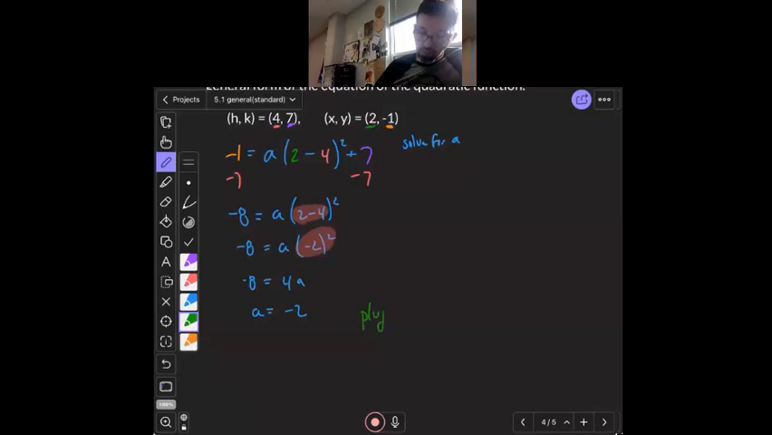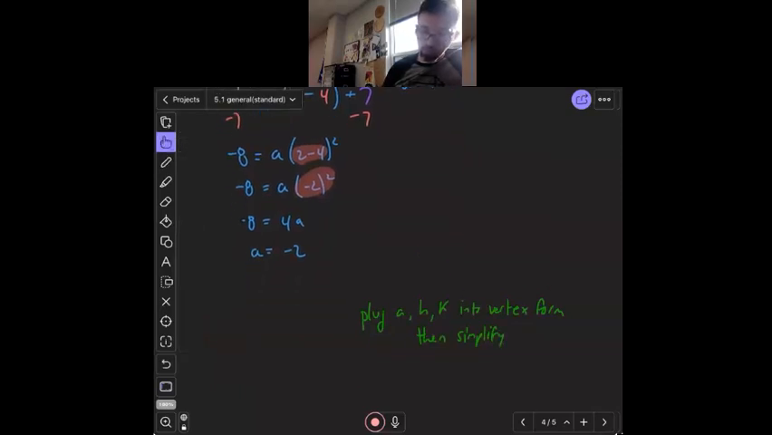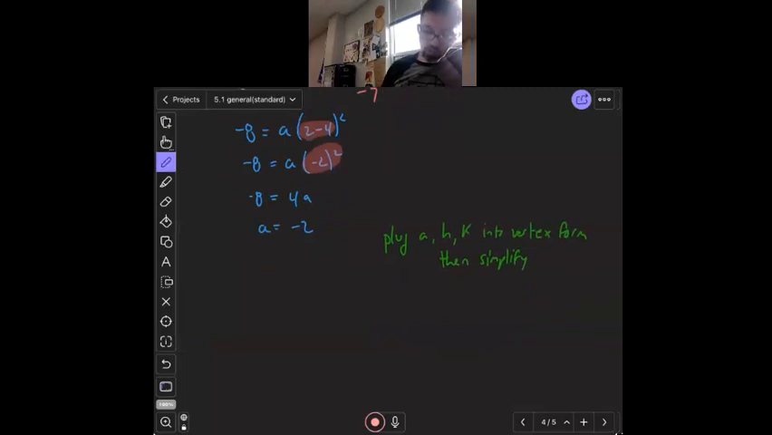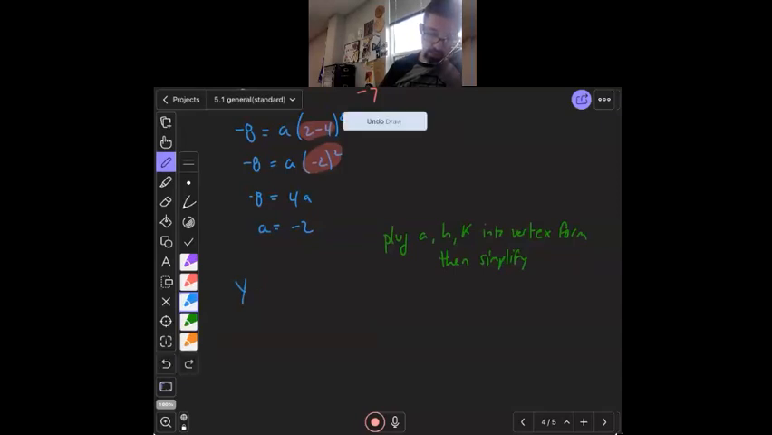So once we have that, we're going to plug a, h, and k into vertex form. And we're going to simplify it down. So this is like when we plug the slope and a point into point slope form, and then we simplify it into slope intercept. So this is a kind of a lengthy process, but it's not really a difficult process. So we found a. Now we go back to our vertex form. So y equals a, which we just found.